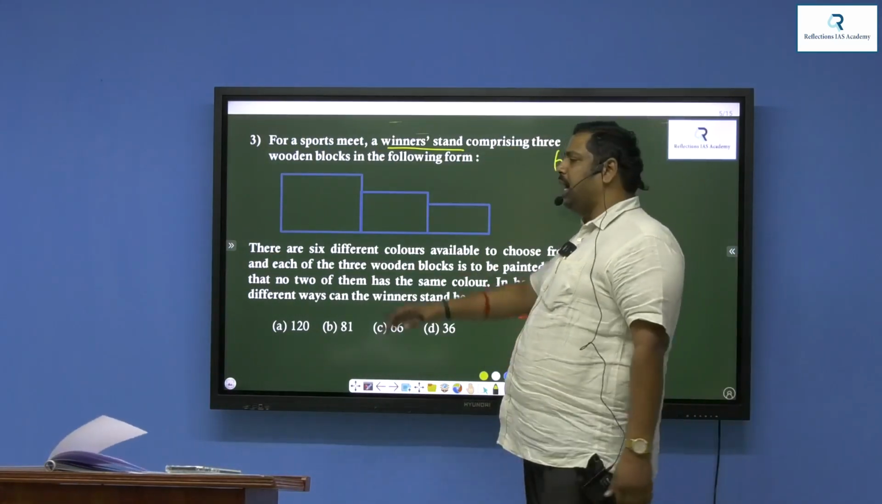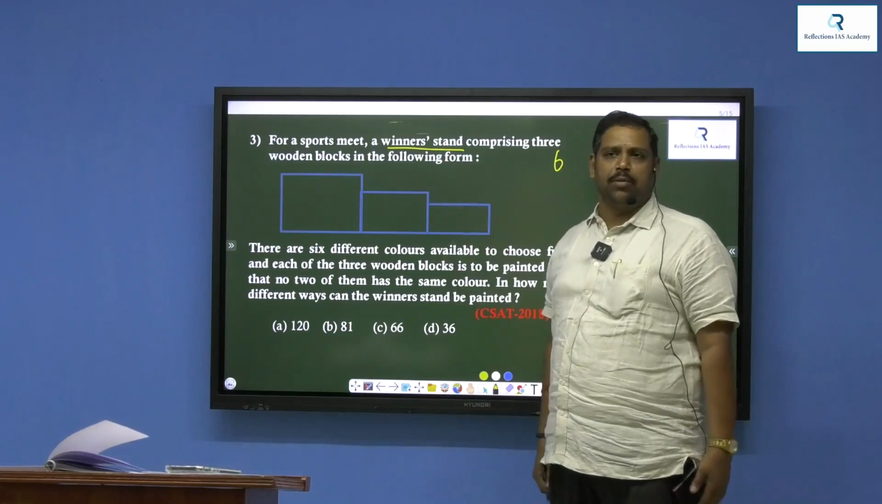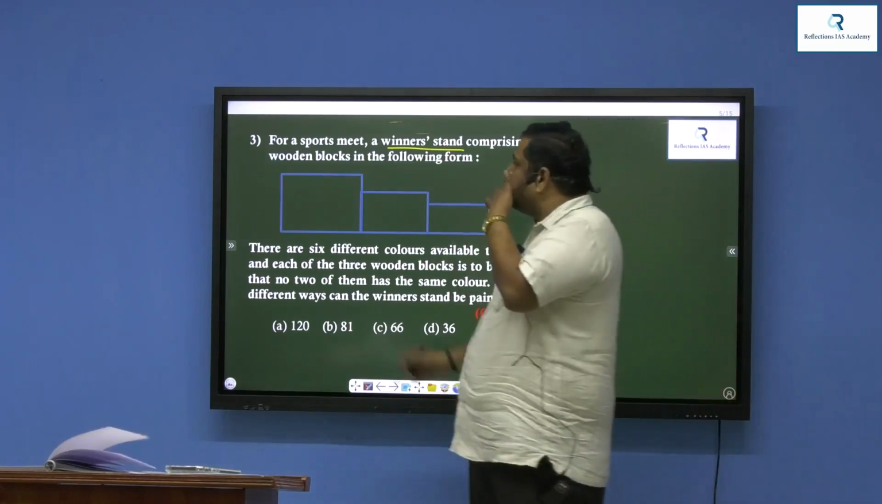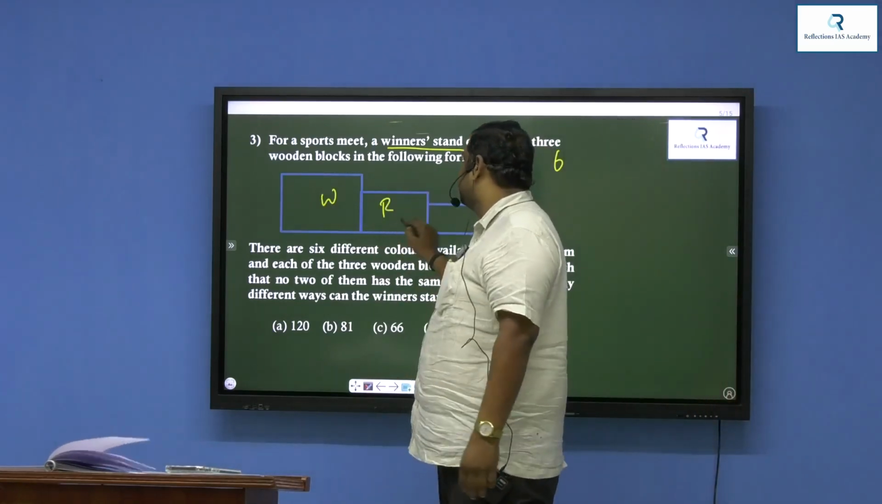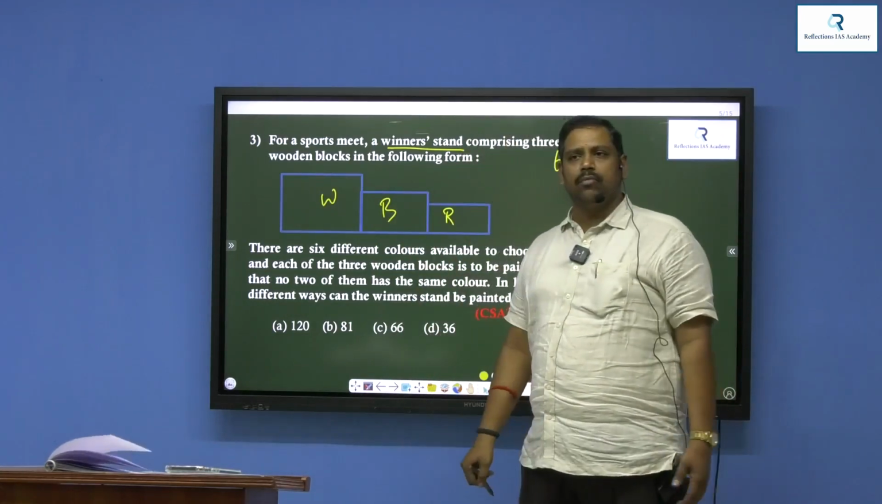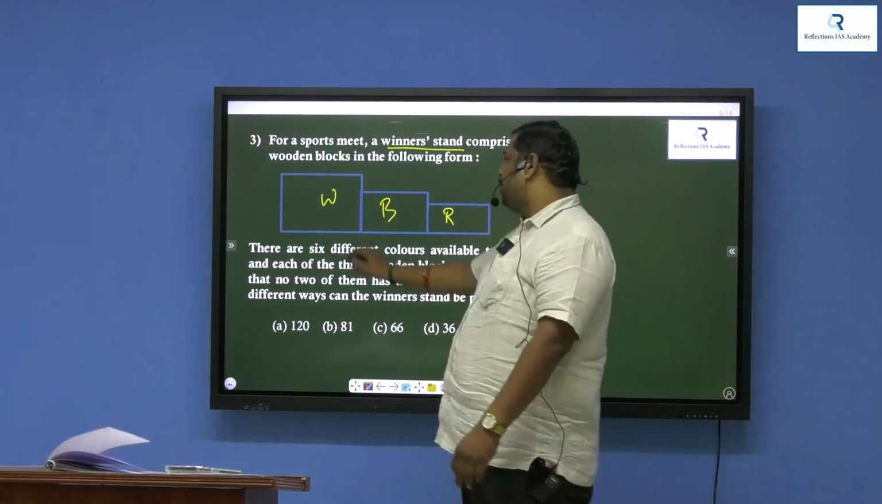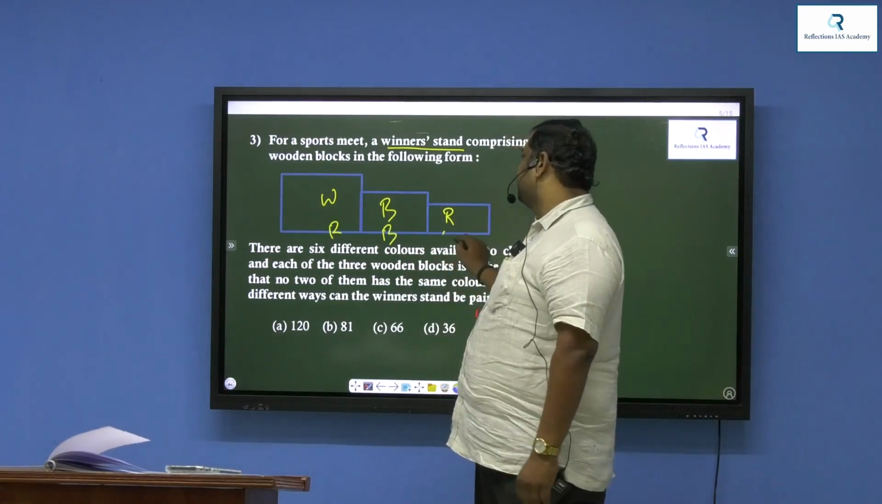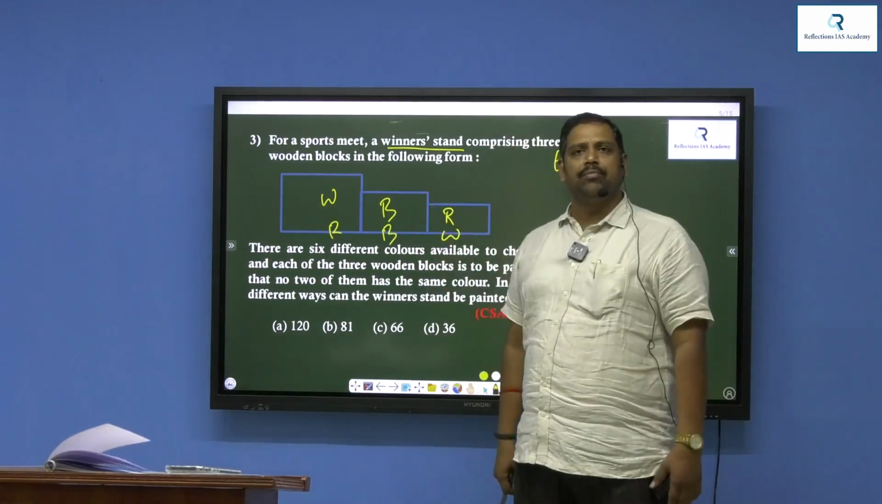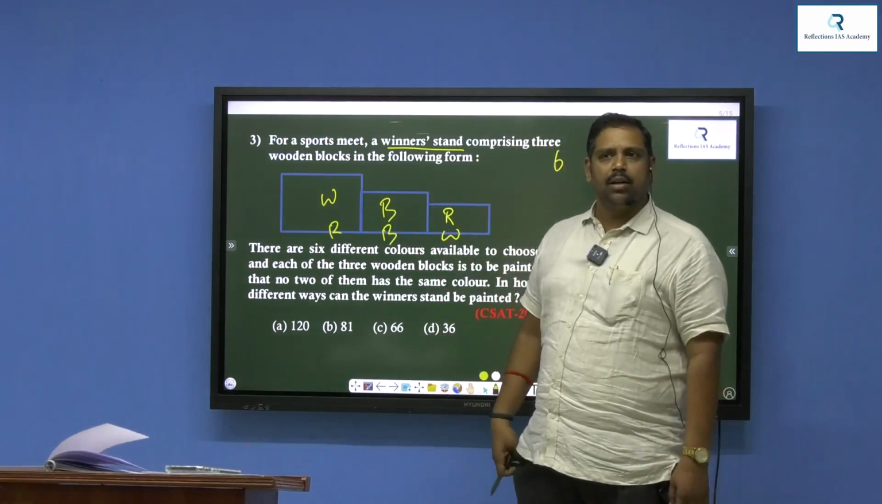Now we have to identify whether this is permutations or combination, right or wrong? Suppose I have painted this one with white, this one with black, and this one with red. Suppose I have painted this one with red, this one with blue, this one with white. Both are same or different?